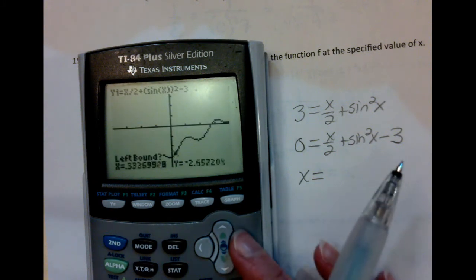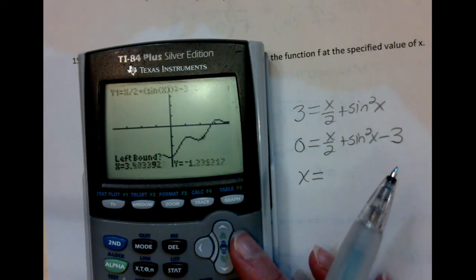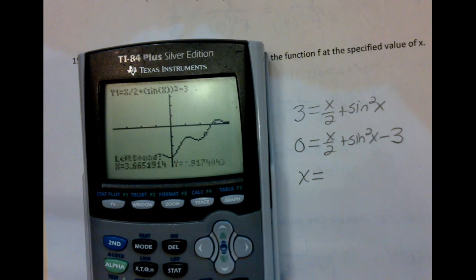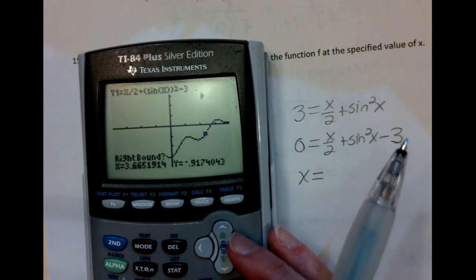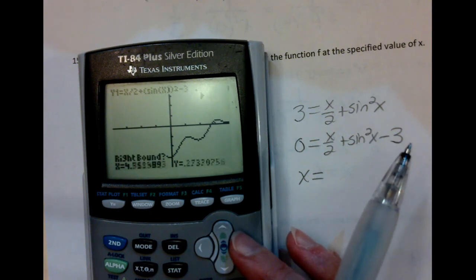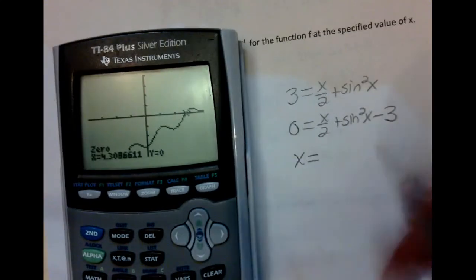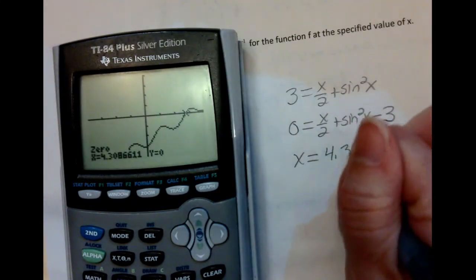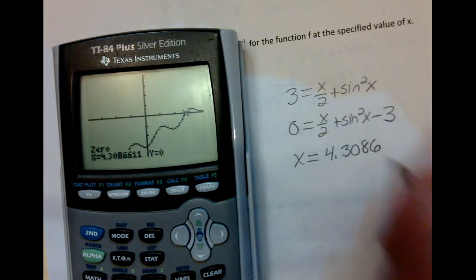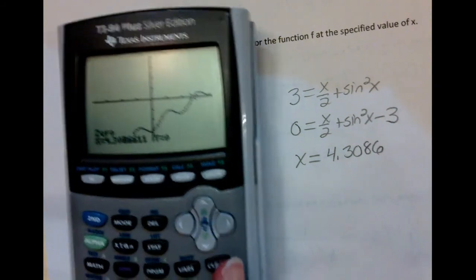Left bound: scooting over until I'm really close to my zero of the function, but don't go over the line. I hit enter for the first one, left bound. Right bound: I have to make sure I definitely cross. I definitely crossed. I hit enter, and the guess, we hit enter. The value for this is 4.3086, but that keeps going on and on.